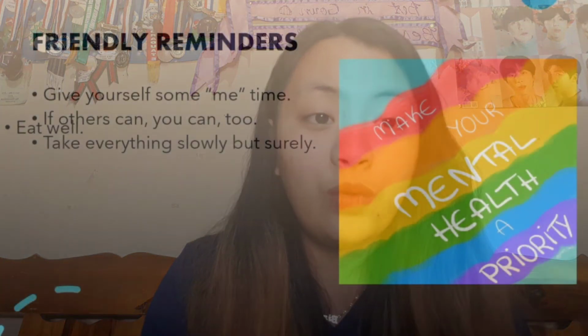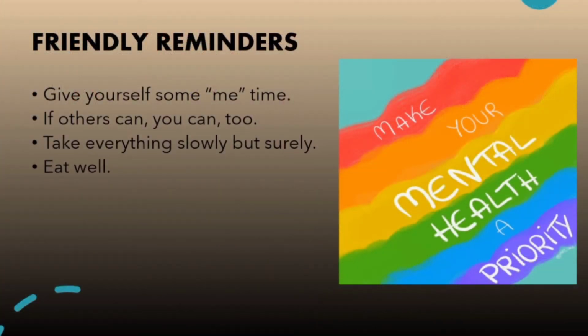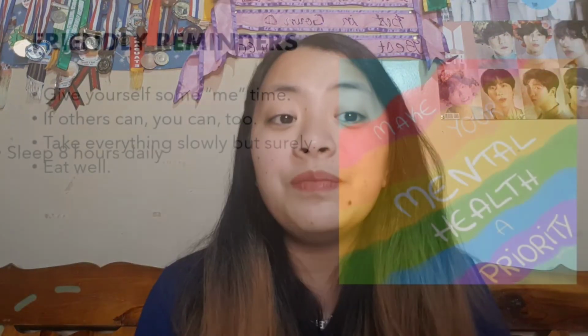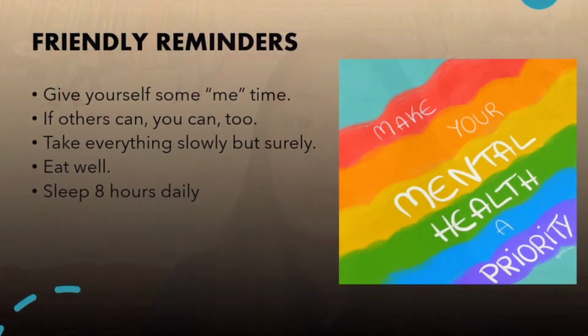Next is eat well. Even if you are too busy with your schedule, with the modules, you should always eat for you to have strength to do these activities. Sleep 8 hours daily, okay? Monitor your sleeping hours. You should be patient with yourself. You should be patient with others because we all are going through something.